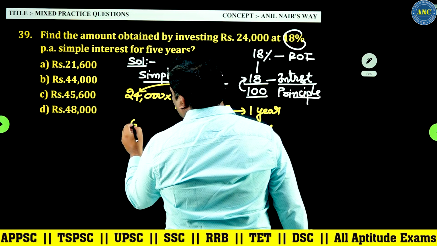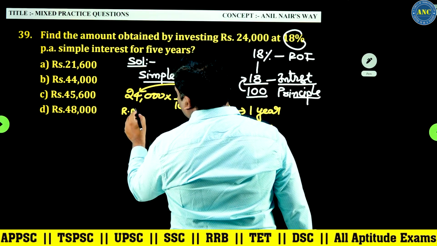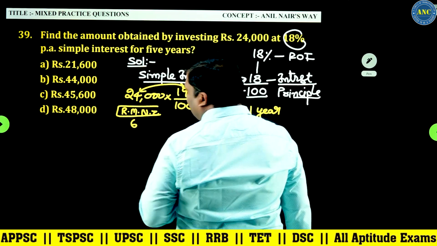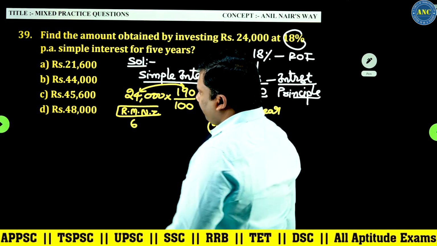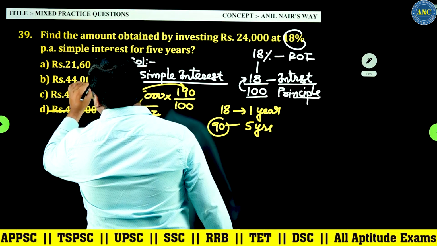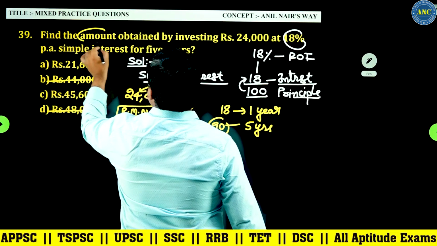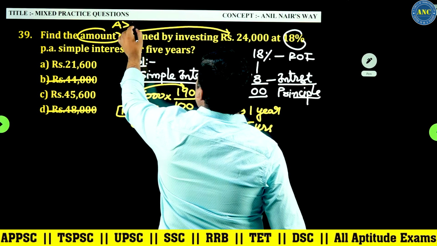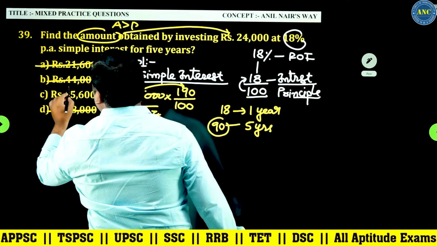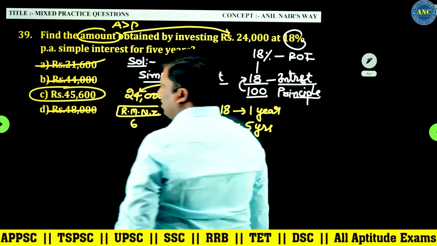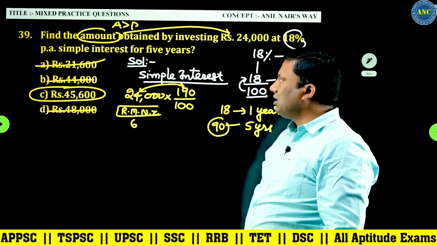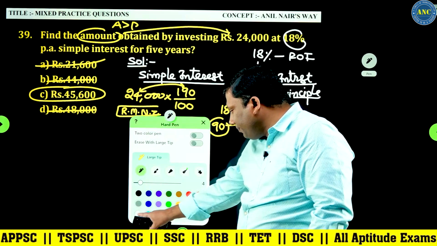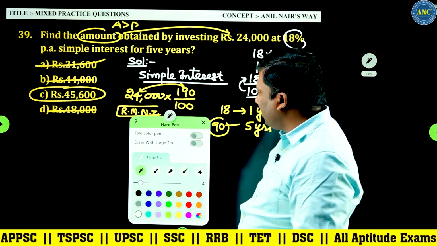The answer's rightmost non-zero digit should end with 6. Not possible, because it is amount, and amount is always greater than principal. So the answer for this question is 45,600. Amount is always greater than principal. Idea clear?